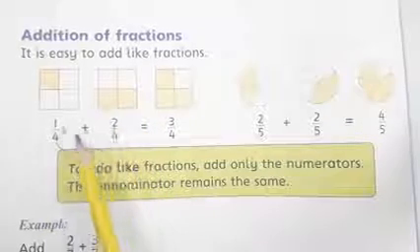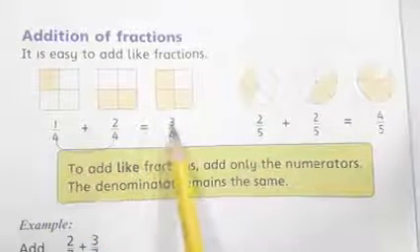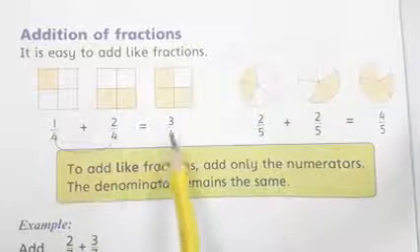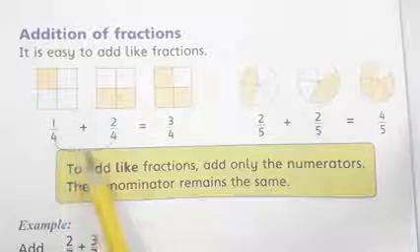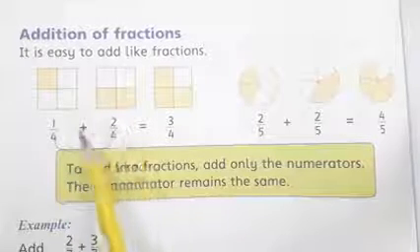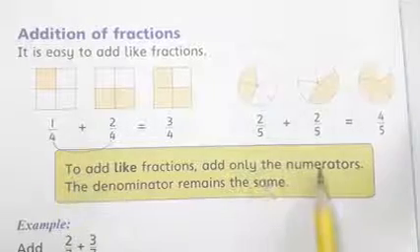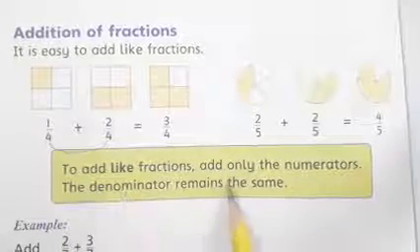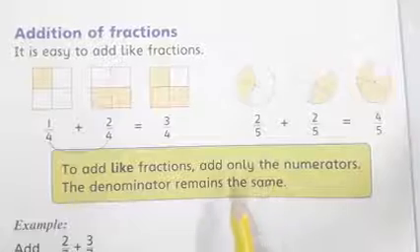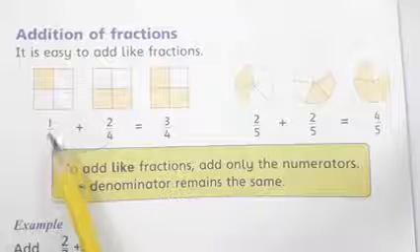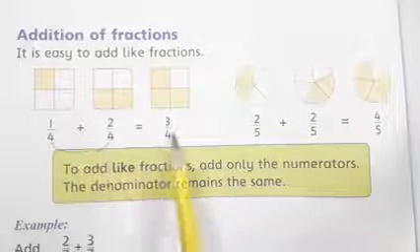So 2 plus 1 is equal to 3, and 4 will come as it is. We will not add the denominators, we will just add the numerators. To add like fractions, add only the numerators, and the denominators remain the same.